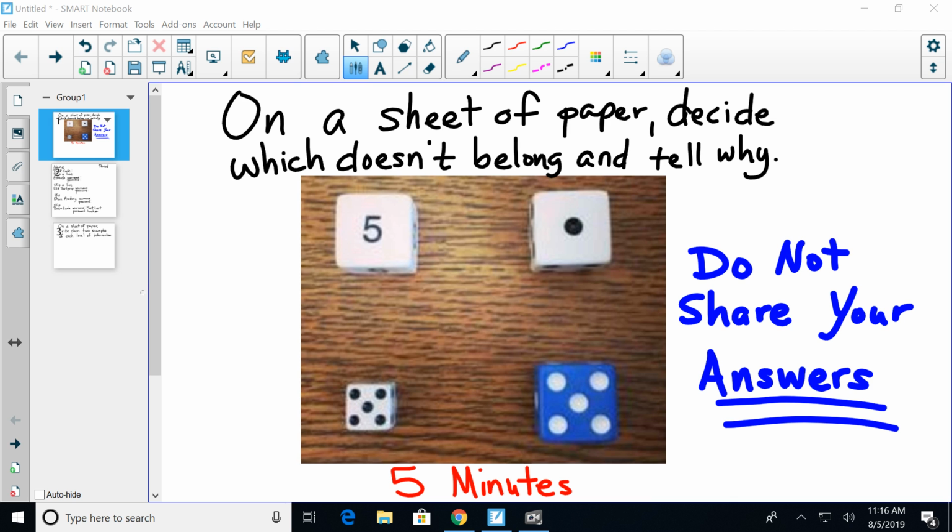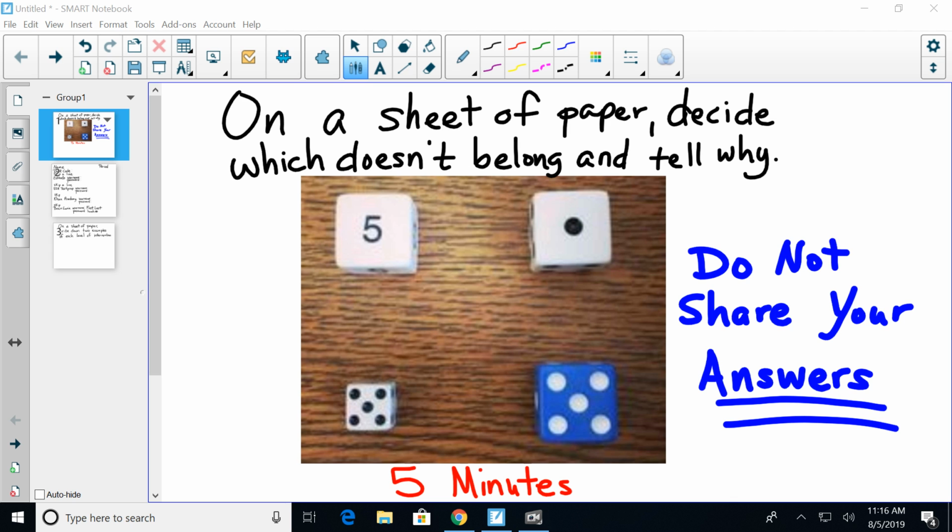Yes. Bottom left, because that one is smaller than the other 3. Does anybody have another answer? Yes. Bottom right, because that one's blue and the other ones are white. Bottom right because that one is blue and the others are white.